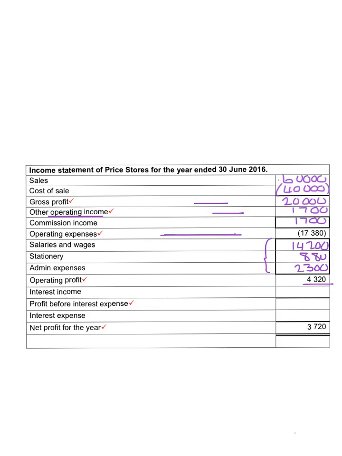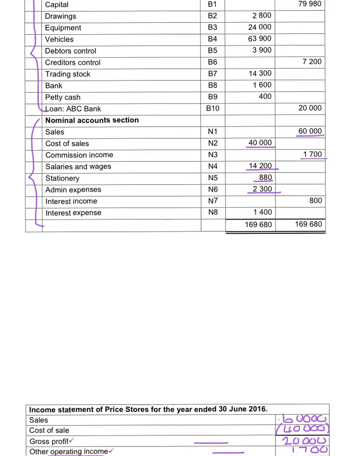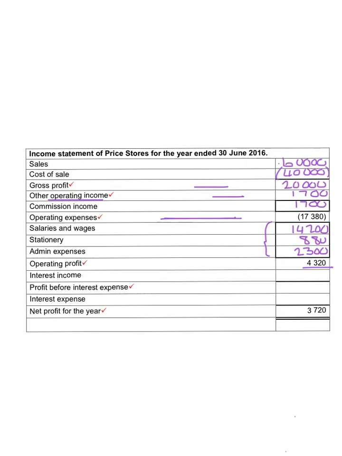After we calculated the operating profit, we will take into account the interest income and interest expense. The interest income is 800 and the interest expense 1,400. We will show the interest expense and the interest income so that we can determine what is our total profit.